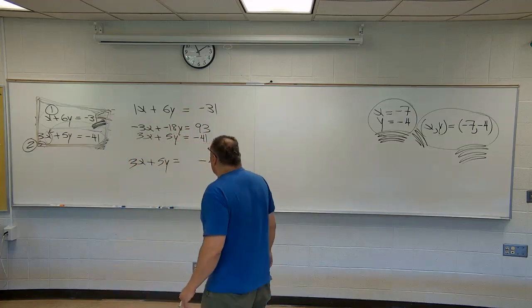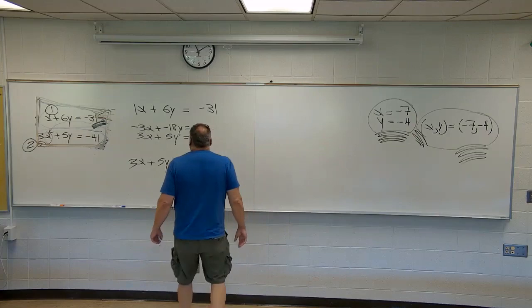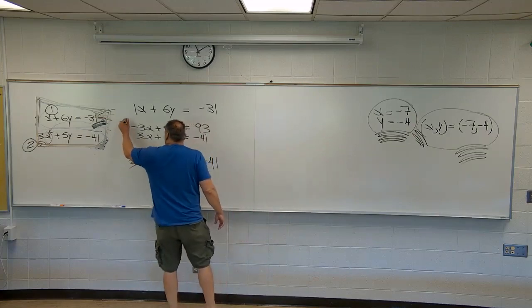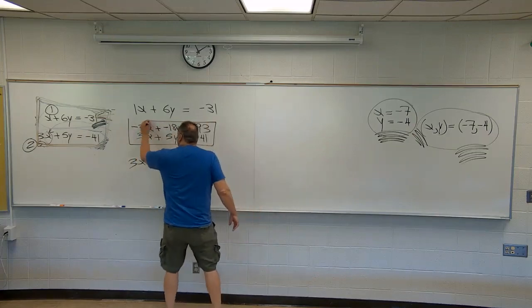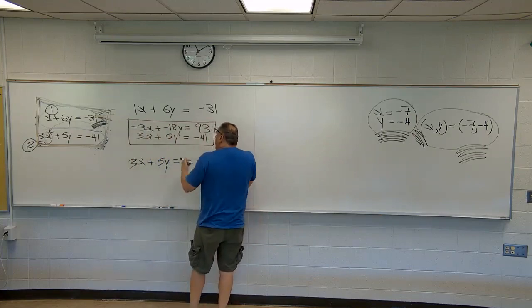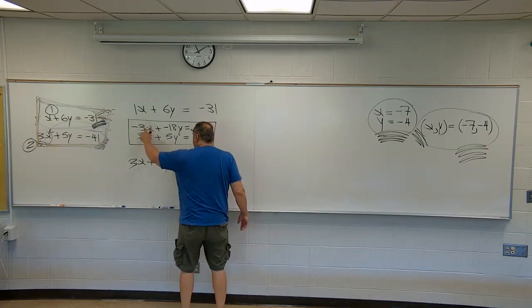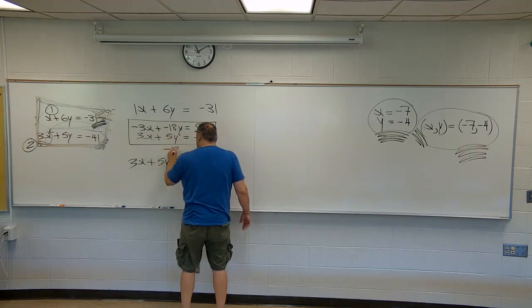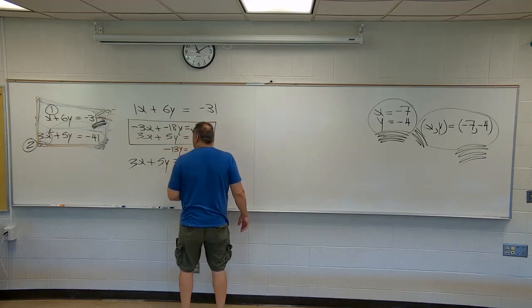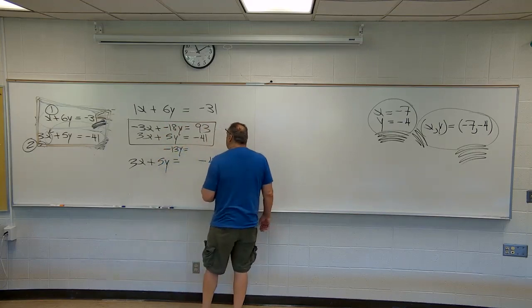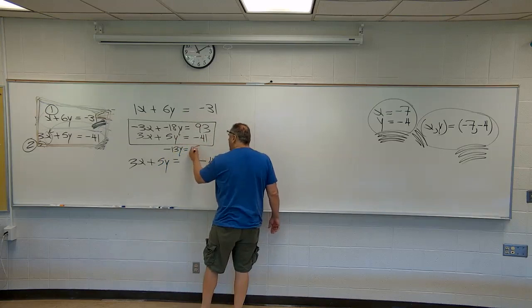Okay? So we got it to here. You got it to here after you do the mumbo jumbo that you're doing. Add the two equations. You're purposely eliminating one of the variables. What is negative 3x and positive 3x? It's 0. What is negative 18y and positive 5y? It's negative 13y. What is 93 and positive 93 and negative 41? That's 52.